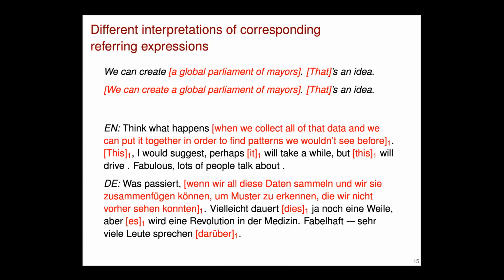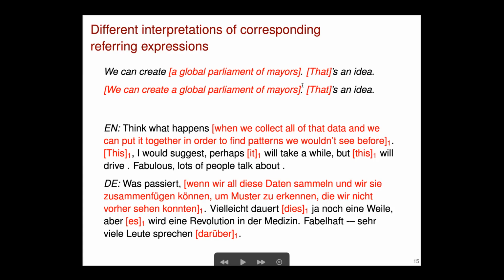But other differences in the chain actually don't come from real differences between the source and the target. So one thing that we noticed when we annotated this multilingual data is that very often there are actual genuine ambiguities and vaguenesses in language. And when you annotate the coreference chains in this corpus, you have to disambiguate this because you have to decide what something refers to. And sometimes you have a genuine choice here. Then what can happen is that the annotators in the source and in the target language simply make different, perfectly reasonable choices. We can create a global parliament of mayors.